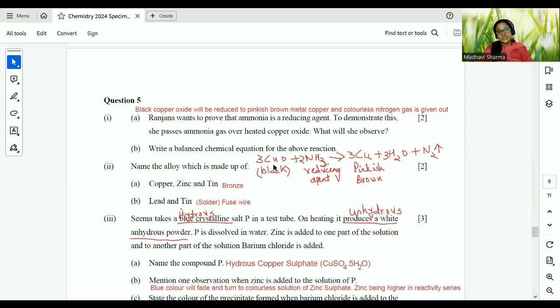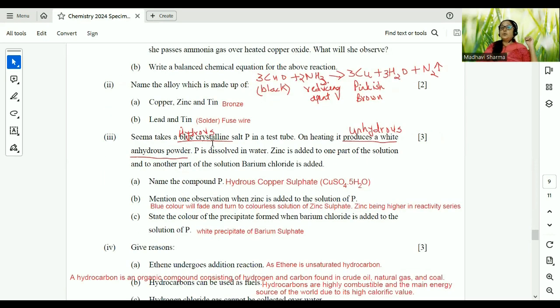Well, 3CuO plus 2NH3. 3CuO is black in color. 2NH3 is the reducing agent, gives 3Cu, that is pinkish brown metal copper, 3H2O, and the colorless nitrogen gas. Name the alloy which is made up of copper, zinc, and tin: bronze, used for statues. Lead and tin: solder or fuse wire.